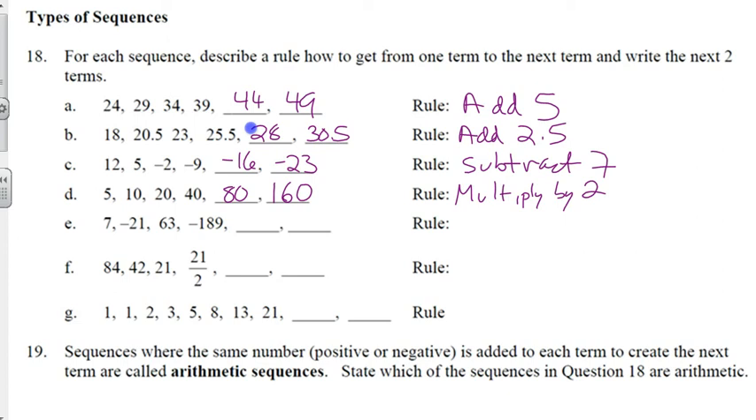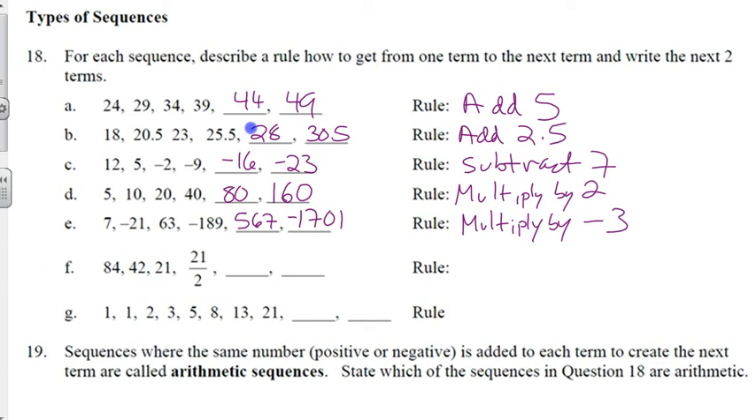7, negative 21, positive 63, negative 189. This time, because we have to get the calculator out to figure out what's next, I would say we multiply by -3. So what's after -189? How much? 567. What's after that? -1701.